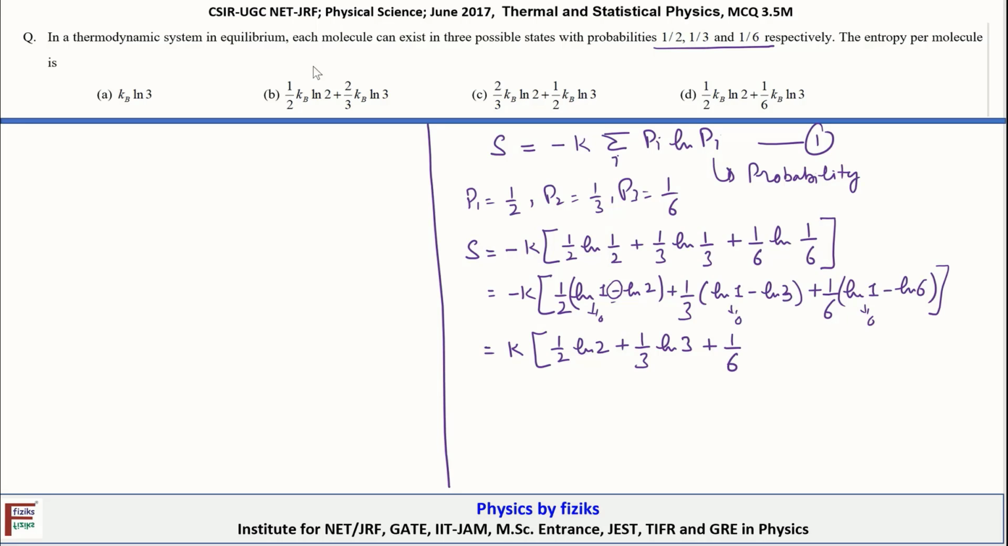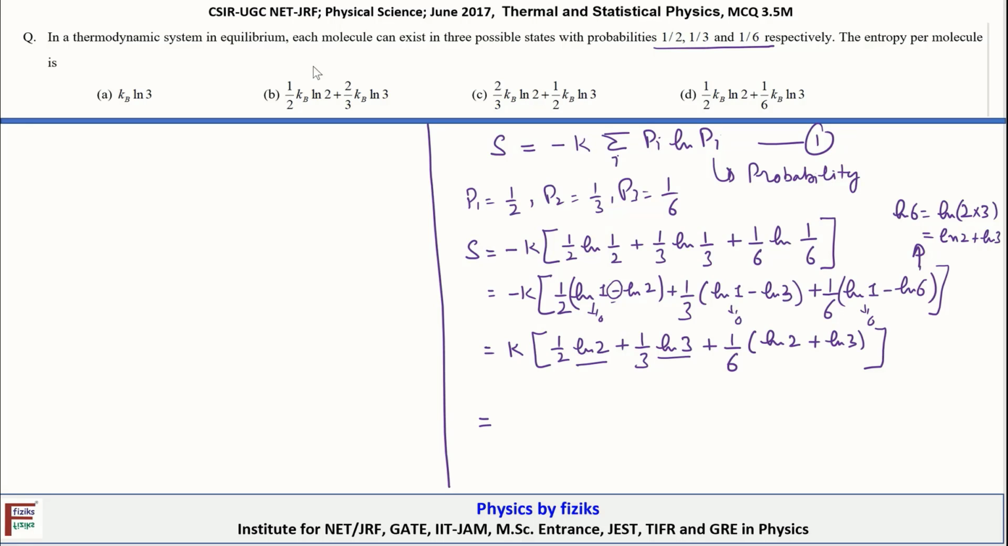Now we are having ln 6, so I'm going to split it into two quantities. Let me do it roughly here. ln 6 can be written as ln of 2 multiplied by 3. Log of A into B is equal to log A plus log B. So this can be written as ln 2 plus ln 3. The only purpose is that we want to bring this in terms of these quantities. So 1 by 6 ln 6 is 1 by 6 multiplied by (ln 2 plus ln 3).